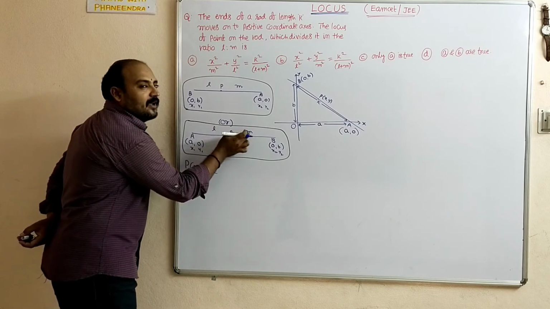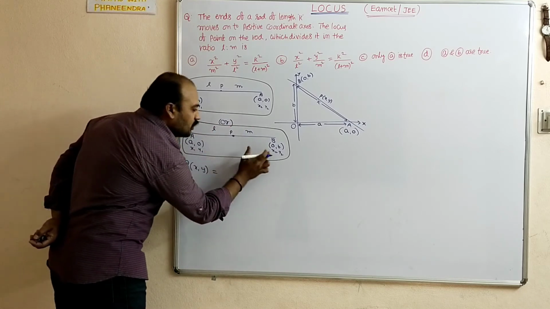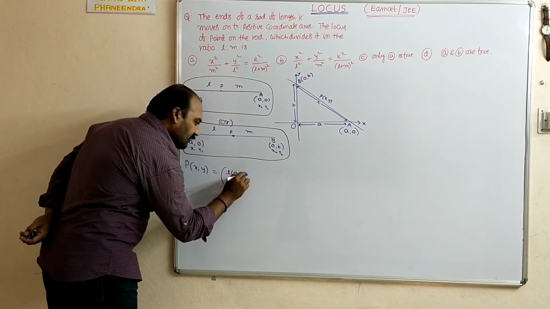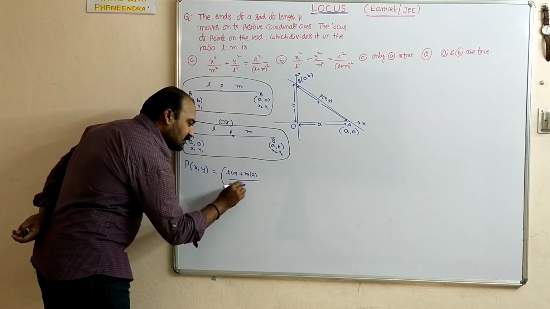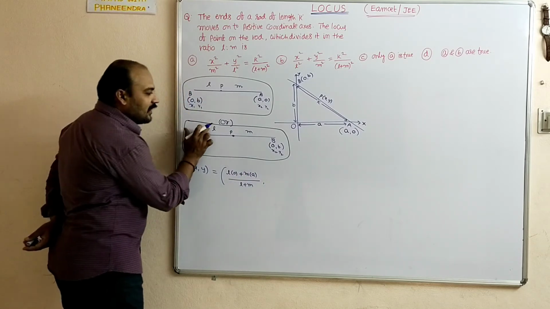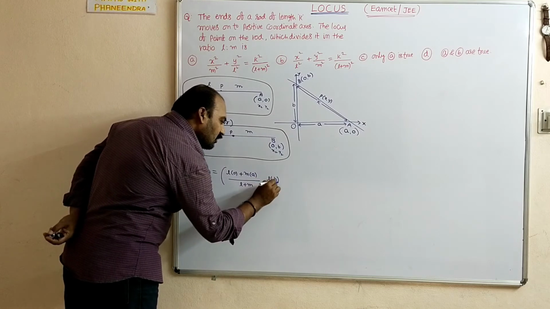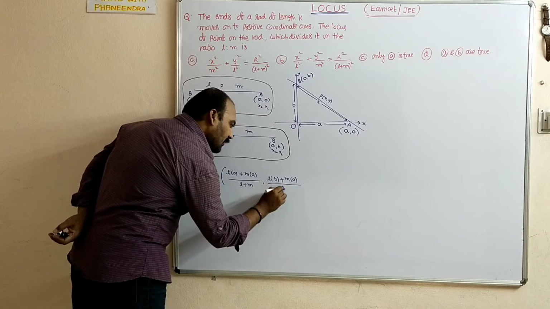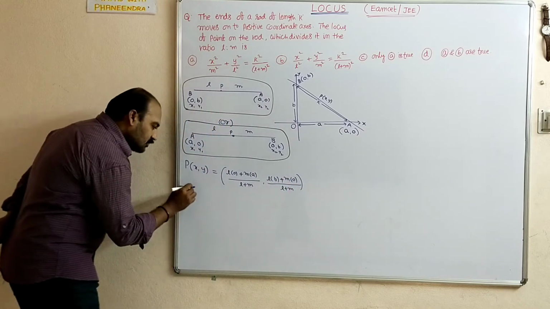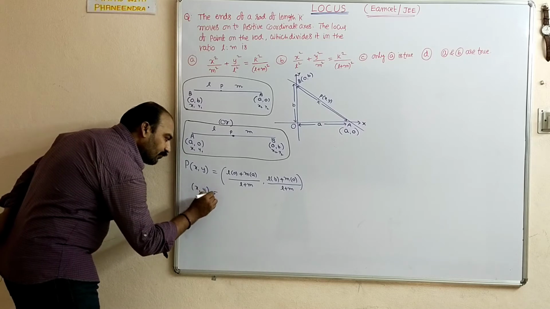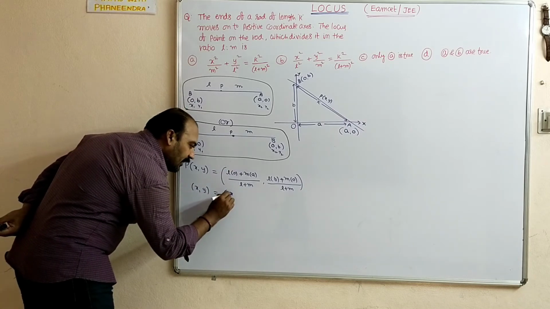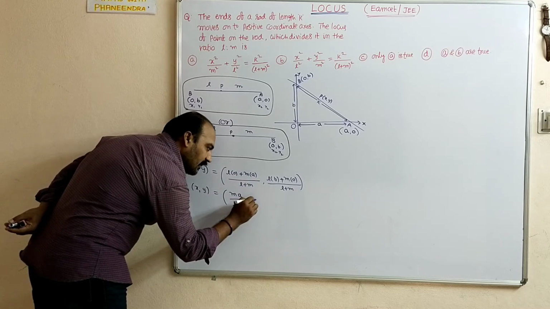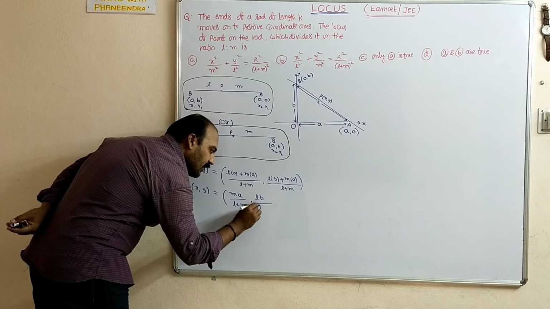In place of m comma n, L comma m is there. So L into 0 plus m into a by L plus m. Similarly, L into b plus m into 0 by L plus m. So x comma y equal to 0 plus ma divided by L plus m, and here Lb divided by L plus m.